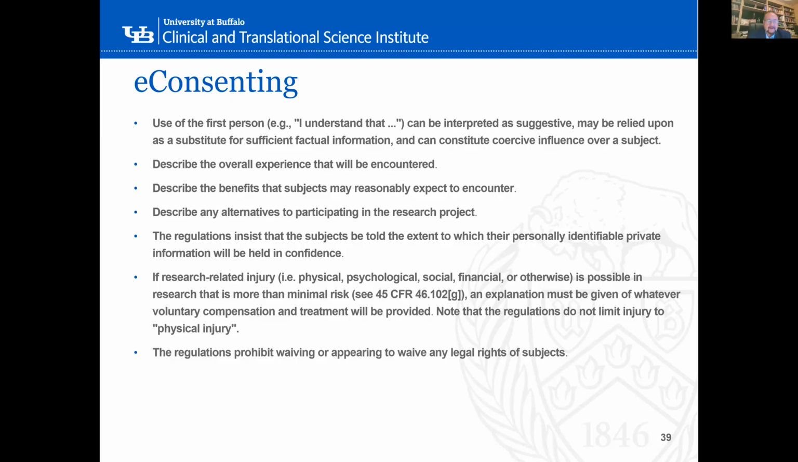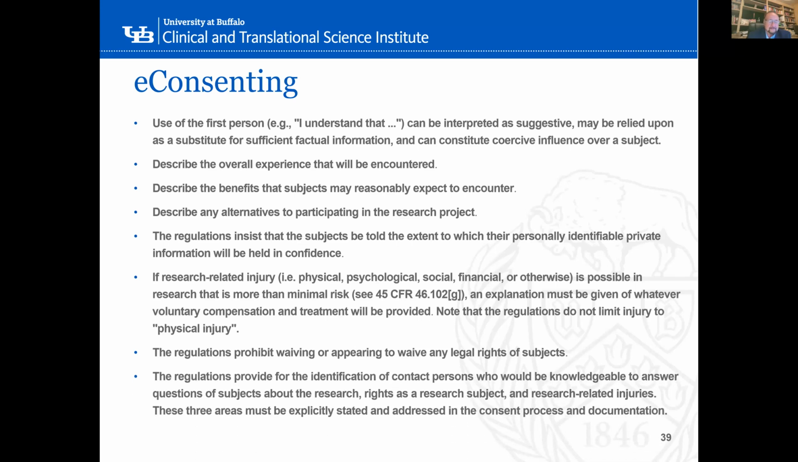The regulations prohibit waiving or appearing to waive any legal rights of the subjects. Had a funny story. I like to do escape rooms. My family does. So we were going to this escape room and they gave me a consent thing to sign that said that they could kill me on purpose and it would be okay. And my son, who is a lawyer, said you cannot waive that right. Nobody is allowed to waive the right to unreasonable treatment. And so they were still liable if they were to kill me on purpose during the escape room.